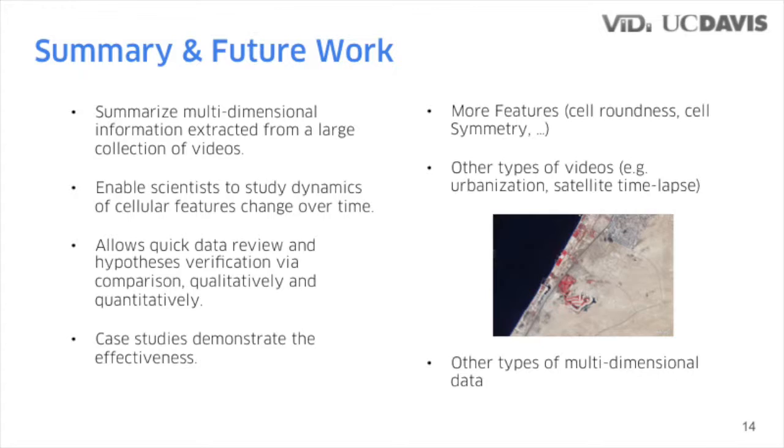In conclusion, CellVis can summarize the multidimensional information extracted from a large collection of videos. It enables scientists to study dynamics of cellular features changing over time. Also, CellVis allows quick data review and hypothesis verification via comparison, both quantitatively and qualitatively. We achieved the design goals mentioned earlier, and the 5 case studies conducted together with scientists demonstrate the effectiveness of our design. Right now, we are working on adding more features to CellVis, such as roundness and cell symmetry.